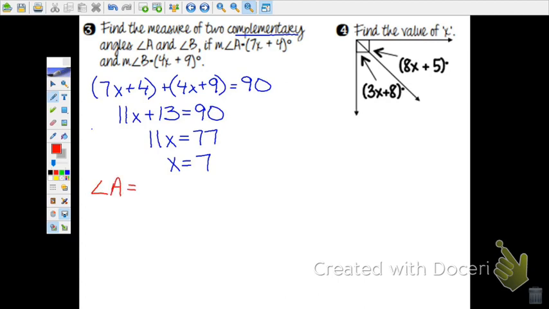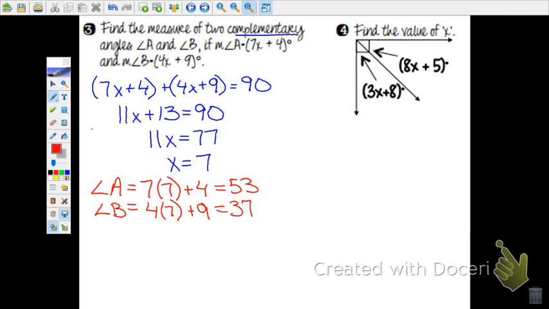So angle A is 7 times 7 plus 4. So 49 plus 4 is 53. Angle B is 4 times 7 plus 9. 4 times 7 is 28, plus 9 is 37. And a quick check, if I add these together, they equal 90.